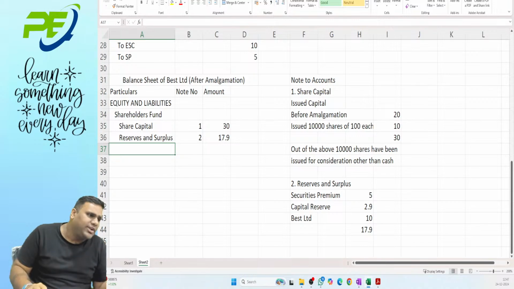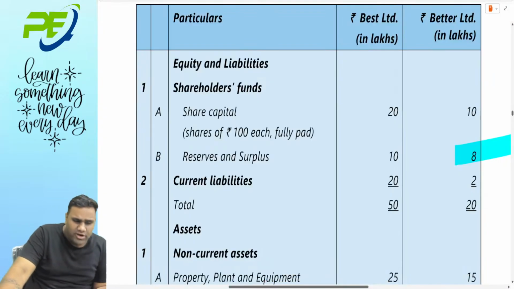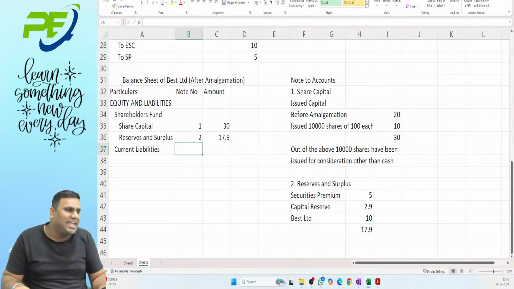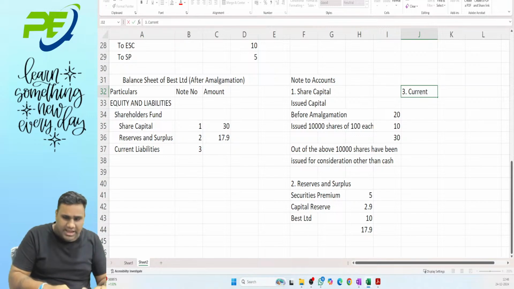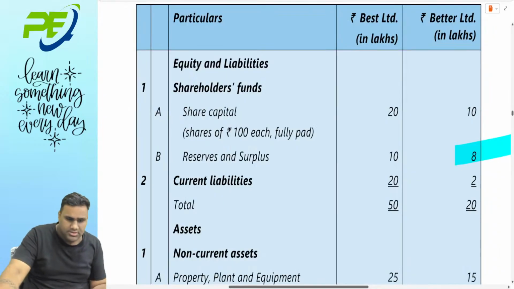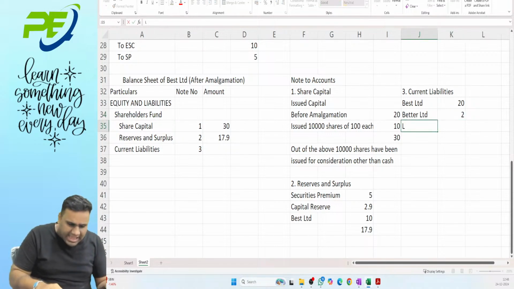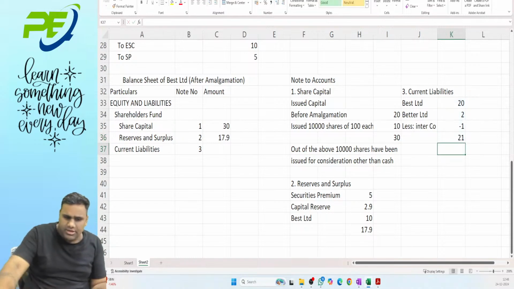Then shareholders' fund over. Then we don't have share application money pending allotment, and I don't think we have non-current liability also. Directly current liability. We will write without note. Never think amalgamation, it will not happen. Current liabilities, everyone. Best Limited, how much? 20. Better Limited, 2. Less intercompany, everyone, 1. So total is 21.